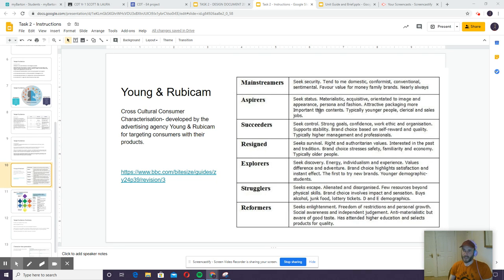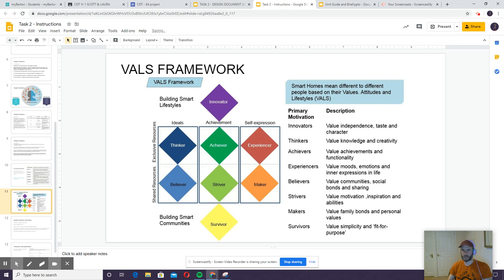So this is you guys. Brand choices highlight their personality, that kind of thing. We've got strugglers who are looking to escape, who feel alienated and disorganized. Reformers who are looking for enlightenment and freedom from restrictions. Anti-materialistic. All right, so these are groups that have just been come up with by this advertising agency. We also have the VALS framework, which is very similar: innovators, thinkers, achievers, experiencers, believers, strivers, makers, and survivors.